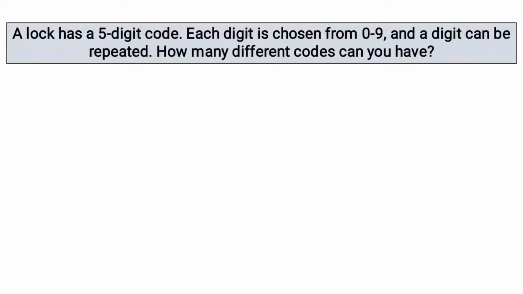Another problem is a lock has a 5-digit code. Each code is chosen from 0 to 9 and a digit can be repeated. How many different codes can you have? So n is equal to 10 because our given ranges from 0 to 9. R is equal to 5 naman dahil ang lalagyan natin ng code ay nangangailangan lang ng 5 digits.